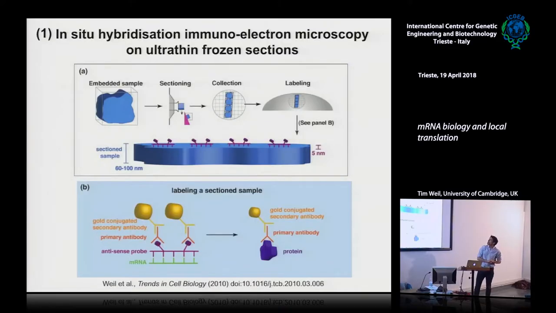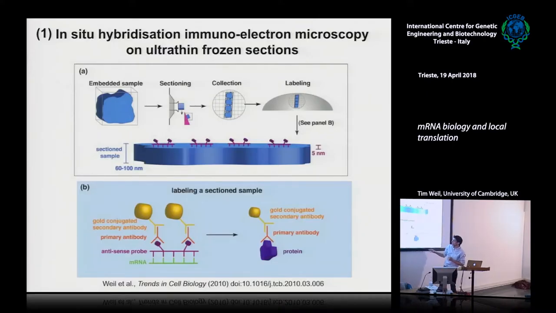Once you have these sections and you've collected them, you then label them. You can do an in situ hybridization overnight. You can see these antisense probes binding into your section. They also have a way in which we can label, that's the little knobs on it. In the second labeling, our antisense probe is now bound to our RNA. We use a primary antibody to recognize our probe, then a secondary antibody that is conjugated to a gold bead. For electron microscopy, we want something that's electron dense, so we can then see the gold bead.